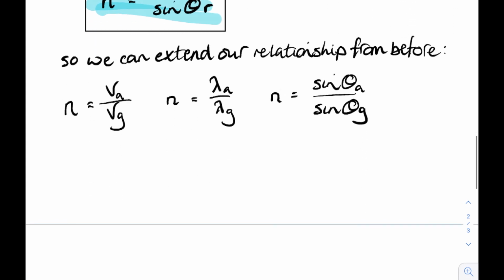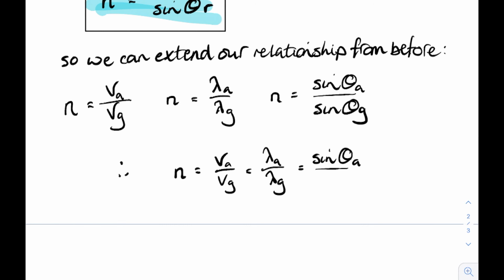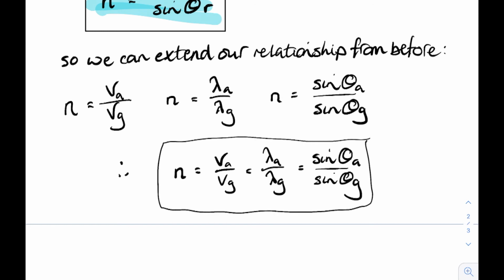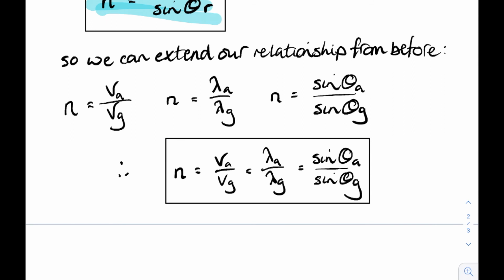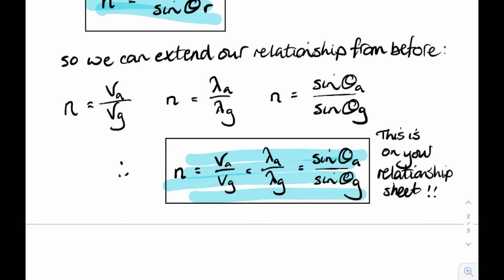And if that's the case, we can write all this in one big relationship. N equals the speed of light in air over the speed of light in glass, which is also equal to lambda in air over lambda in glass, which is also equal to the sine of the angle in air over the sine of the angle in glass. Remember, these subscripts can be A's and G's or 1's and 2's or whatever your substances are, but that relationship is on your relationship sheet, and it can be used to solve a variety of questions about refractive index.